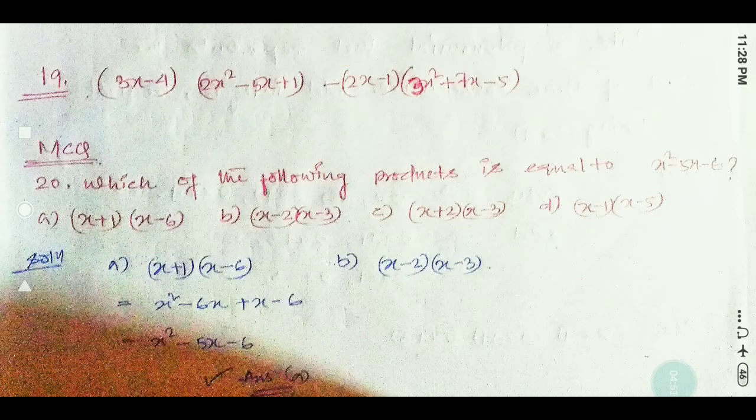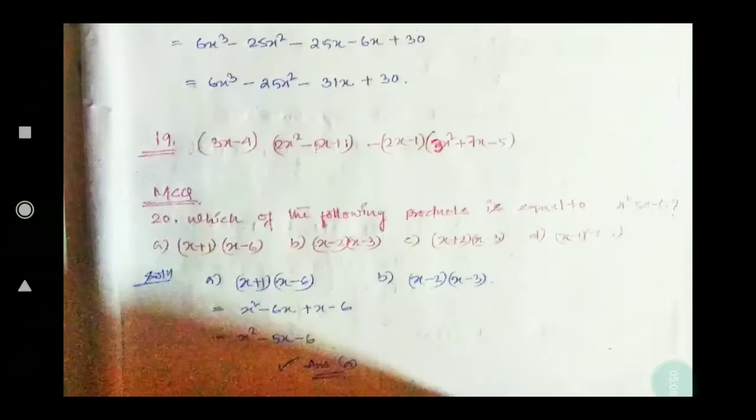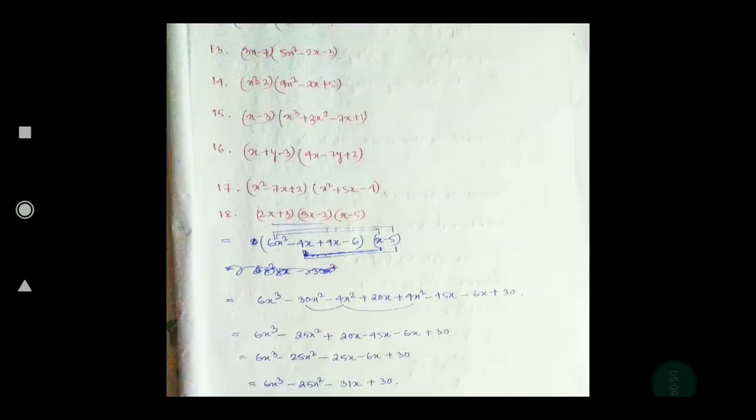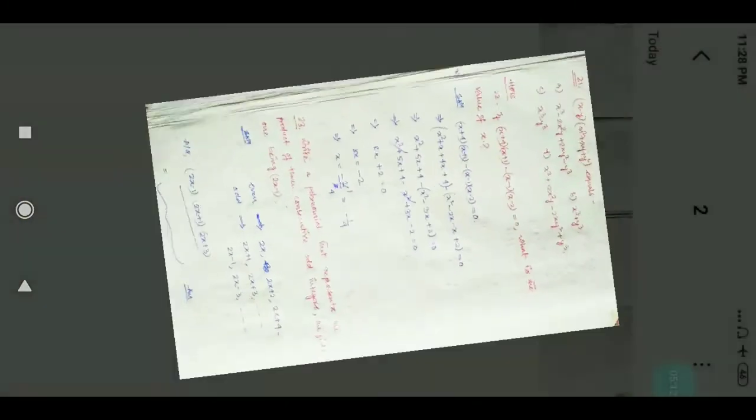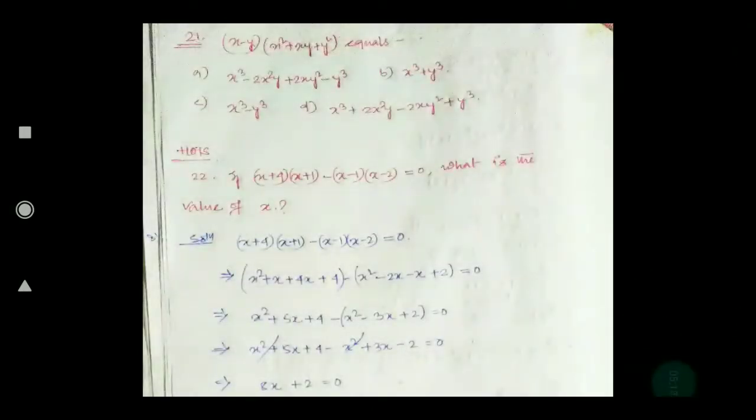So option A, x plus 1 into x minus 6, you do the multiplication. Similarly B, C, D, and like this you do the multiplication. In which option you are getting this expression x square minus 5x minus 6, that will be your answer. So though I have done it, you do it by yourself, do the multiplication then. Twenty-one number is given. Similarly here also we do multiplication.